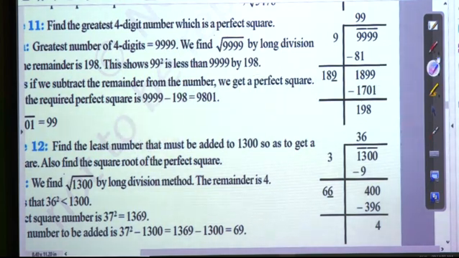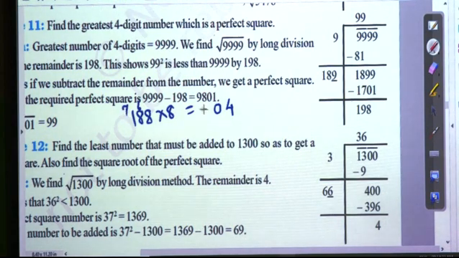Now we shall go for 8. To 18 we are attaching 8 and multiplying by 8. 8 eights are 64, carry 6. 8 eights are 64, 64 plus 6 is 70, carry 7. 8 ones are 8 plus 7 is 15. Again it is smaller. Let us check the next.